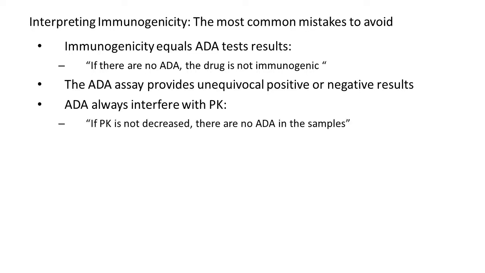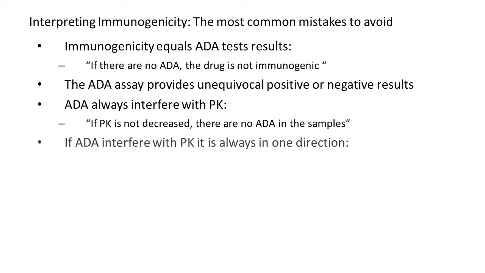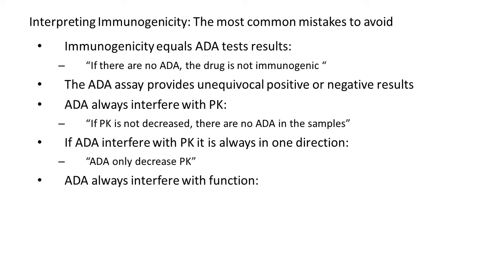You can see it written as if the PK is not decreased, there are no anti-drug antibodies in the samples. In other words, let's not waste money and time in testing them because everything is okay with PK. If anti-drug antibodies interfere with PK, it is always in one direction. In other words, people say anti-drug antibodies can only decrease the PK. Anti-drug antibodies always interfere with function. Another way of looking at this statement that I've seen written is if there is no decrease in efficacy, then there are no anti-drug antibodies. Again, why waste time and money in testing them?